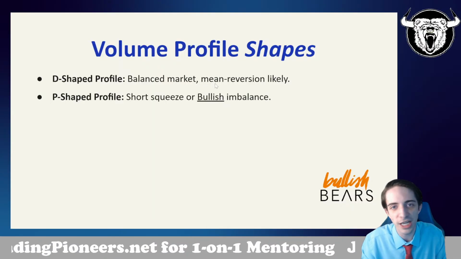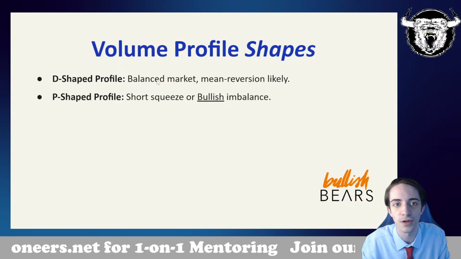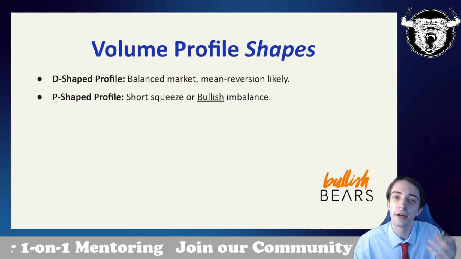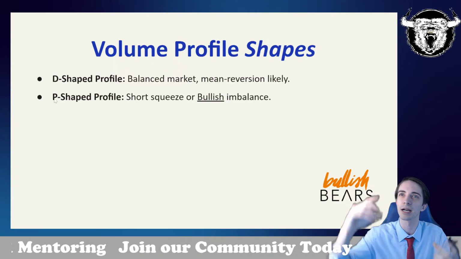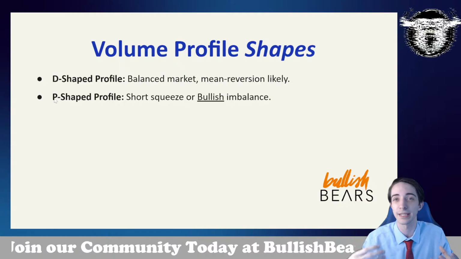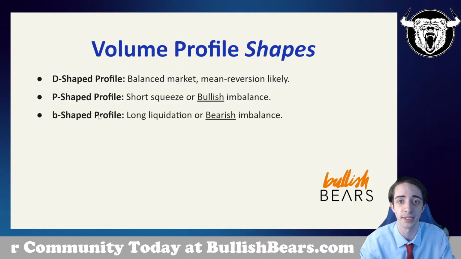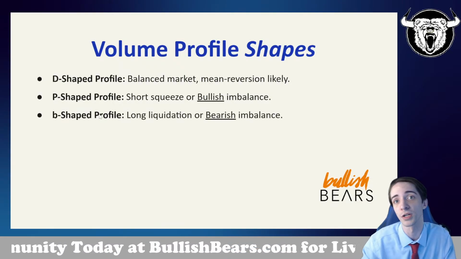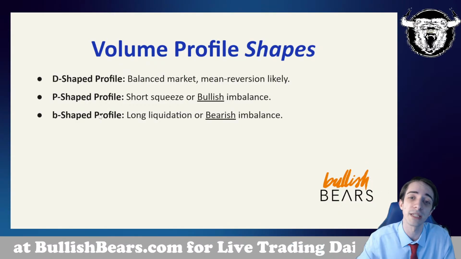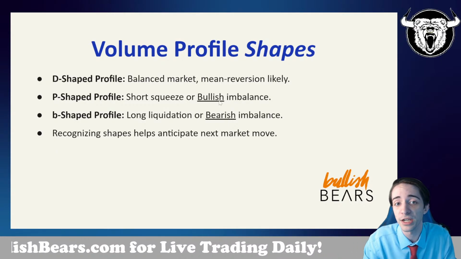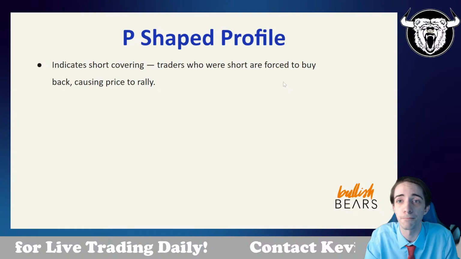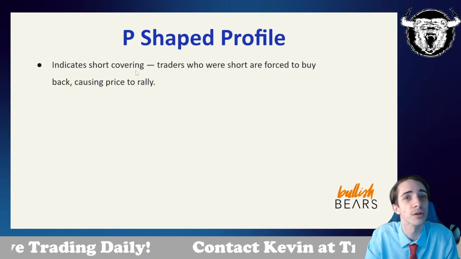So there's the D-shape profile, which I showed you guys before. There's the P-shape. Now you guys can sort of start to picture it a little better in your head. The P-shaped has a lot of our volume consolidated to the high end, while it has very low volume to the low end, right? It's squeezing, it's bullish imbalance to the buy side. B shape is the opposite, where a lot of the volume's to the downside, price did move higher, but volume did not move higher with it. And recognizing shapes helps anticipate next market move. So very important on that. The P-shaped profile, guys, indicates short covering.